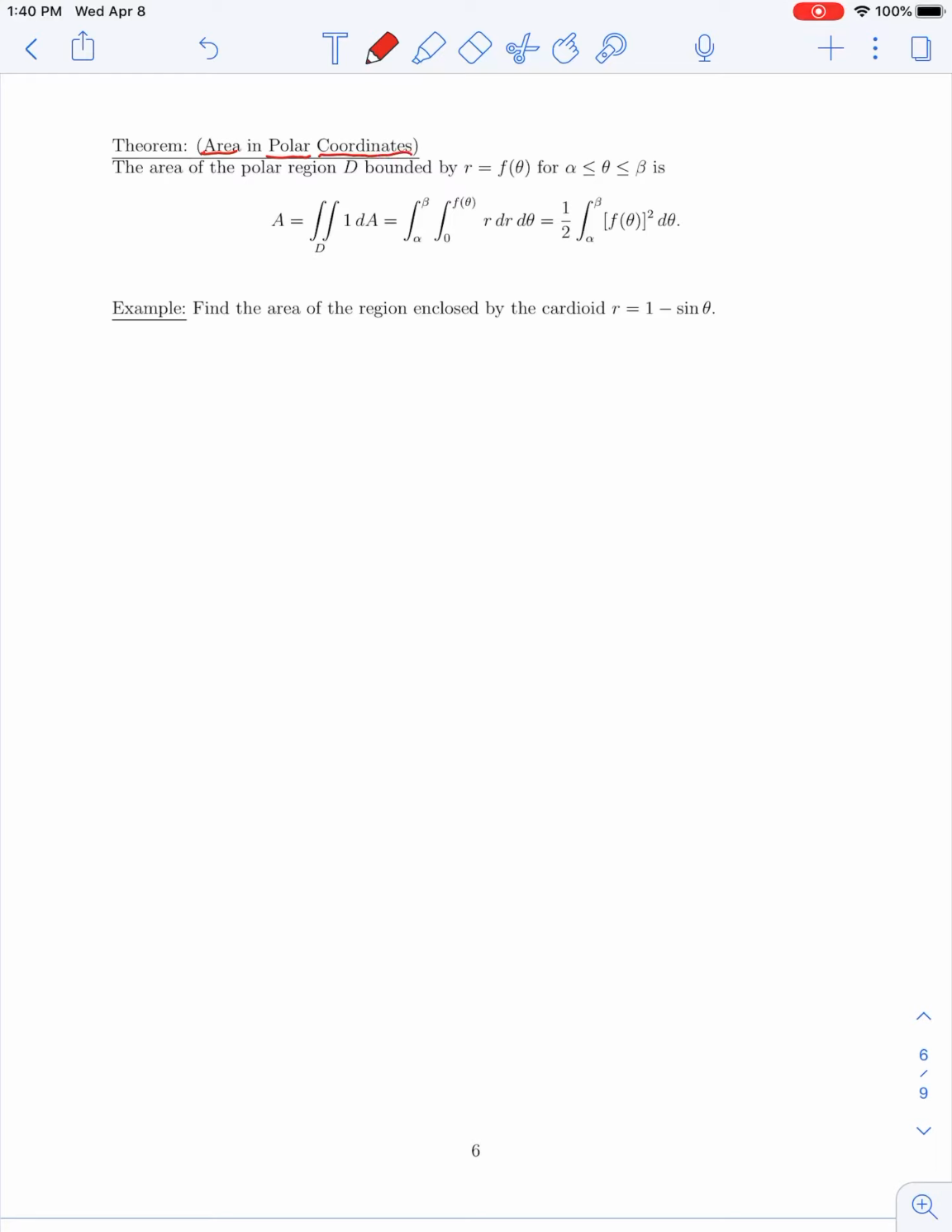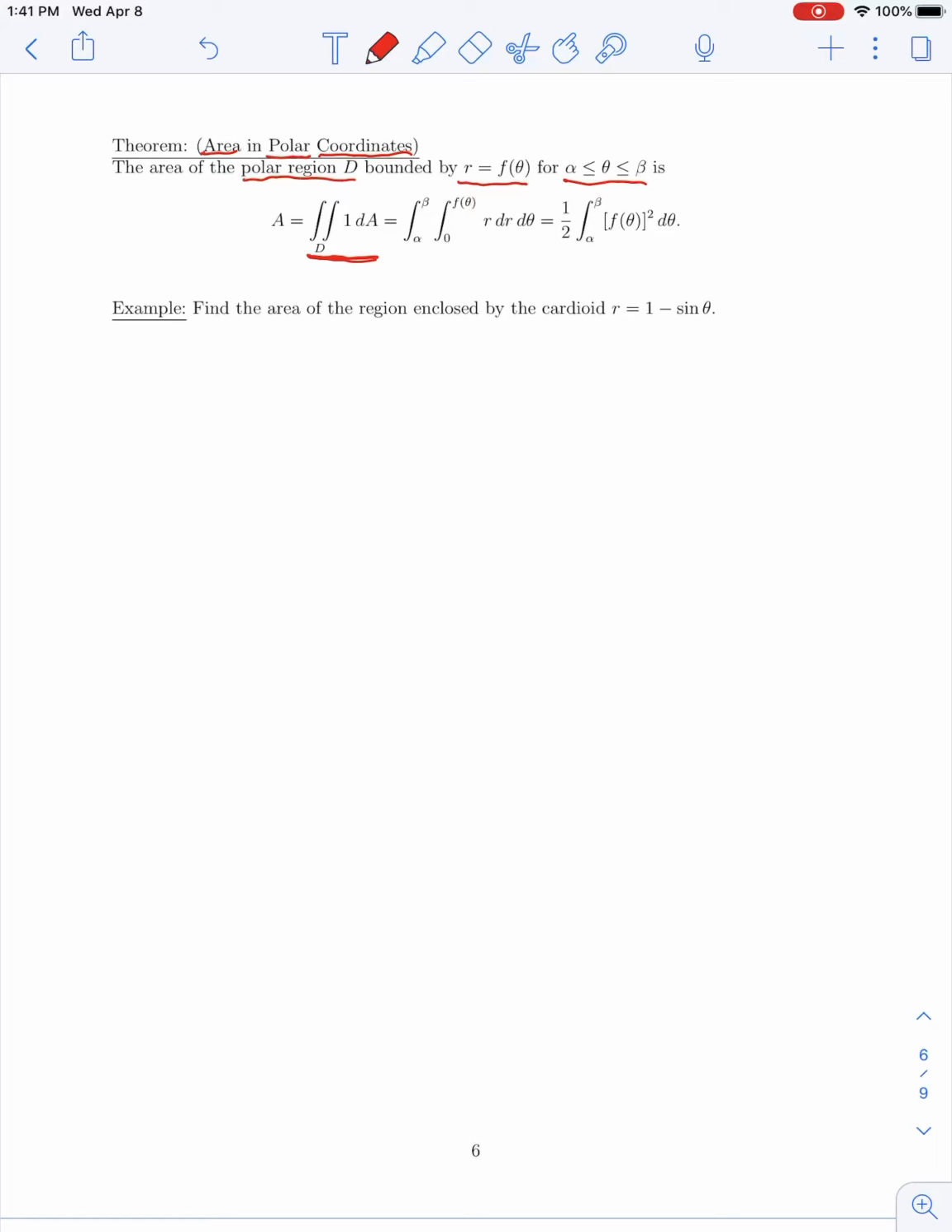And it says that the area of some polar region D, which would be bounded by the graph of some polar curve r as a function of theta, for values of theta between alpha and beta, is given by evaluating the double integral of 1 over the region D. So recall that one of the properties of double integrals is that they can be used to find the area of some region D if we integrate the function 1 over that region.